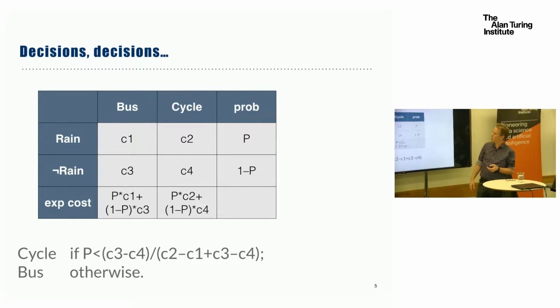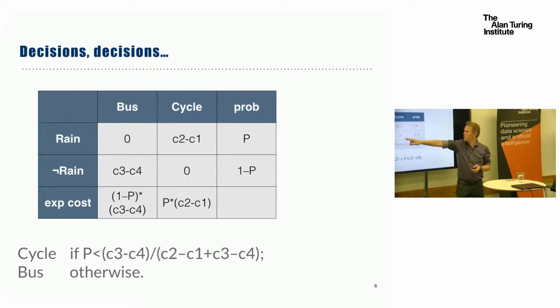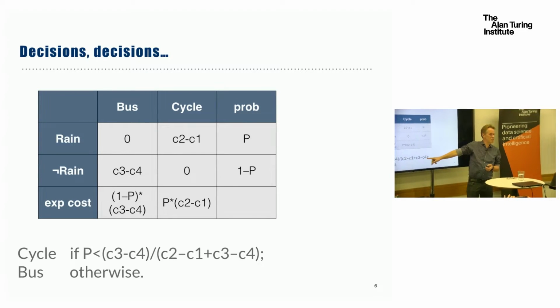So for example, you can adjust these costs such that the perfect classifier always has cost 0 rather than a negative cost. You can set it. So basically what you do in each row, you subtract. In this row, you subtract C1. In this row, you subtract C4. You can do that. Then you get this table. The decision rule doesn't change.